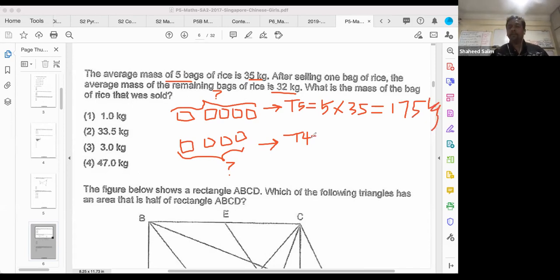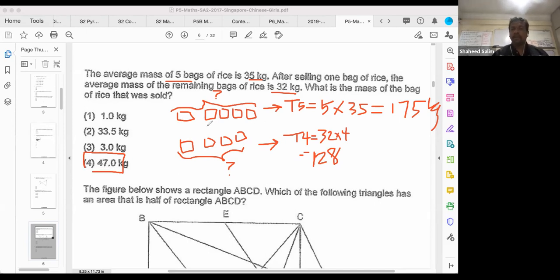Then the 4 bags, they say is 32, so 32 times 4. What do you get? 4 times 32 is 128. Okay, then you minus: 175 minus 128, you will get 47. The last bag is 47.